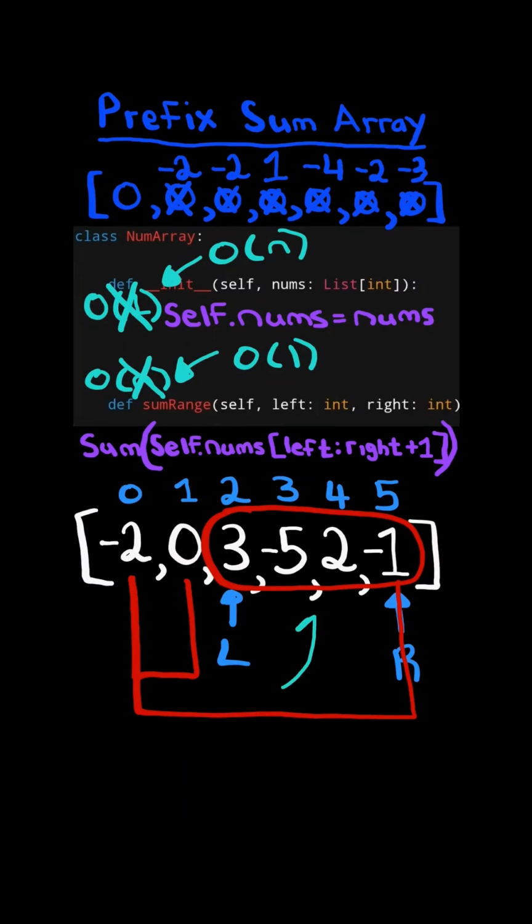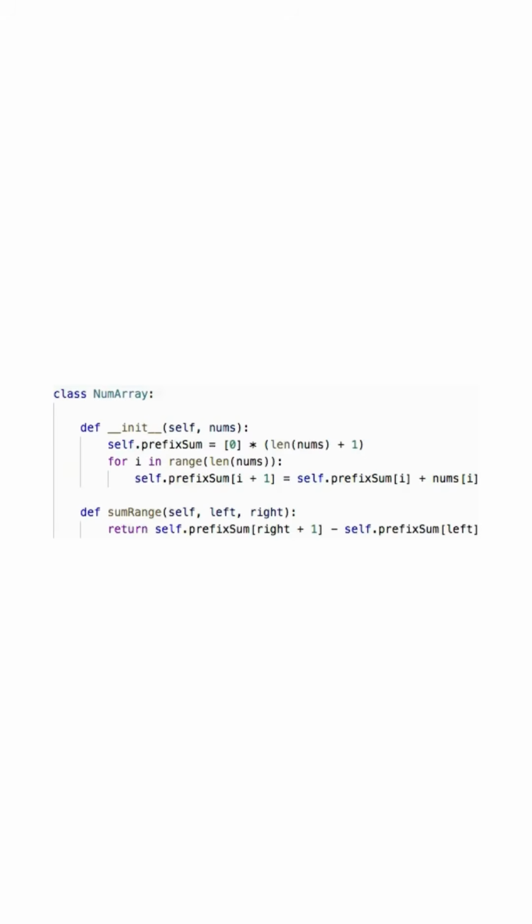And now, if we wanted to calculate this range, for example, in constant time, we would simply take the value at the index right plus 1 in the prefix array and subtract it by the value at index left, and it equals the range calculated previously using the other method. And here's the code to do so.